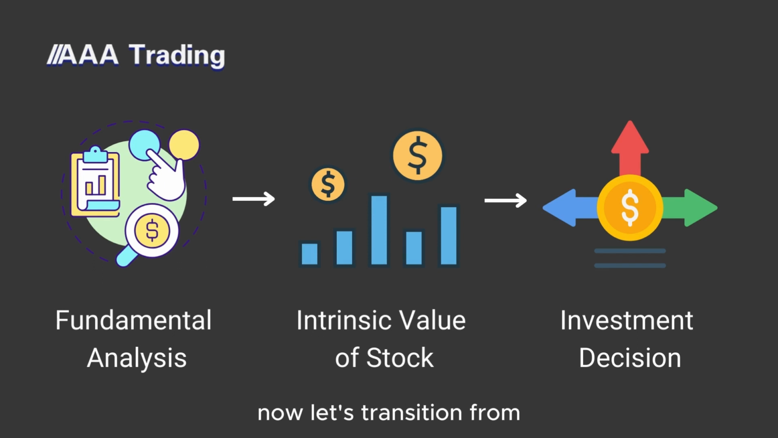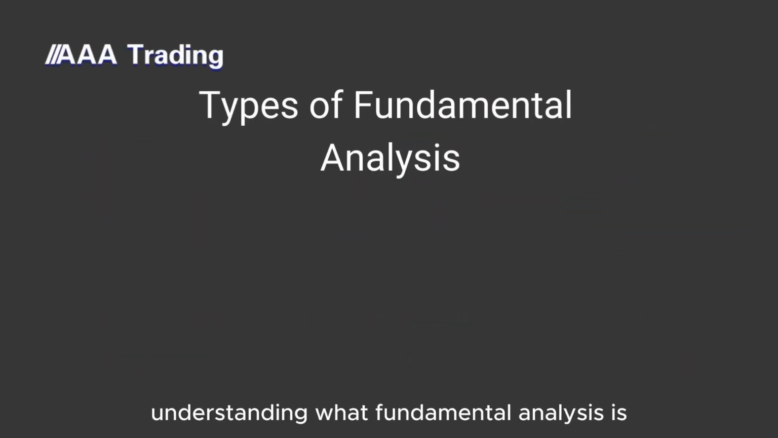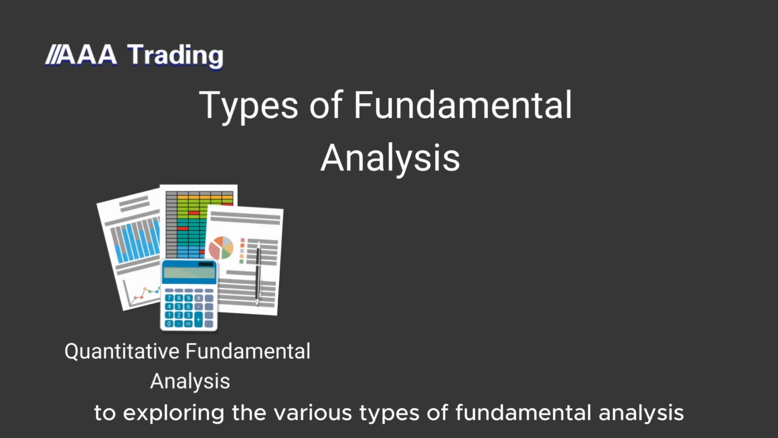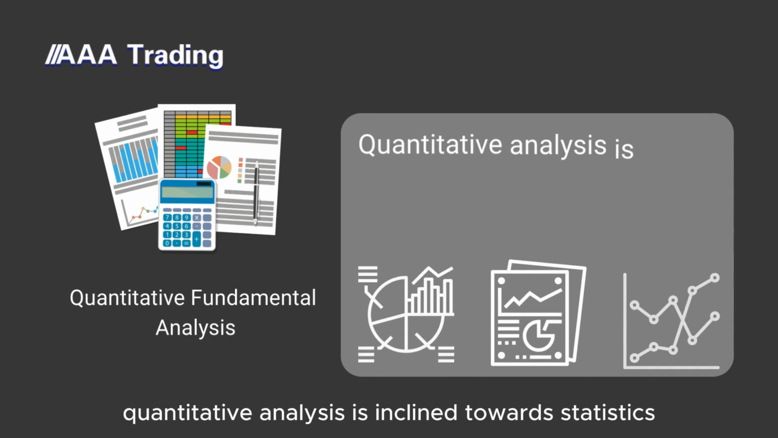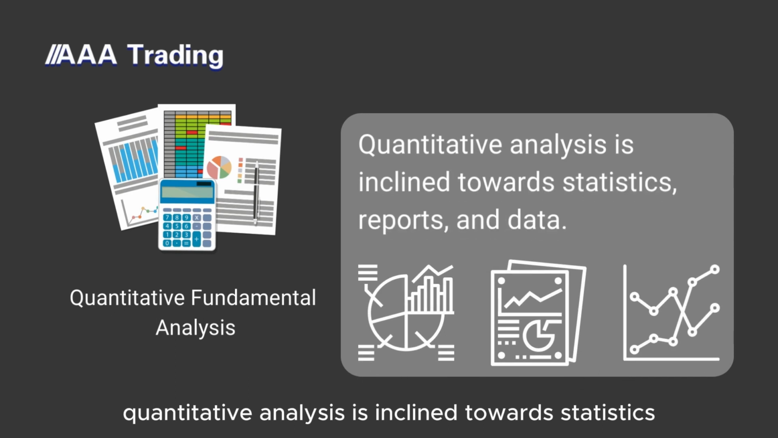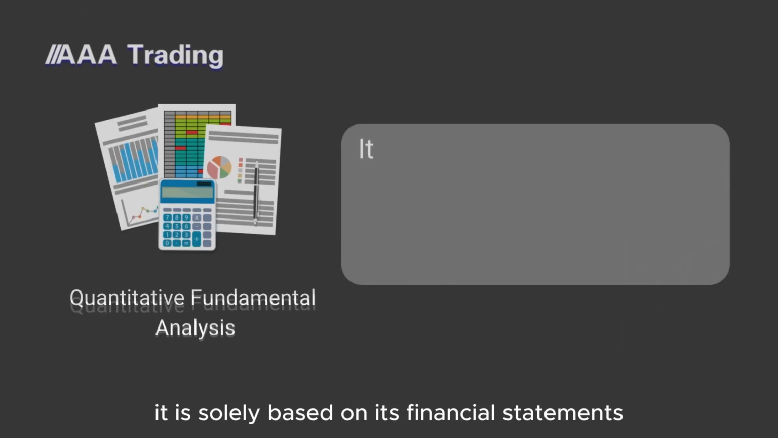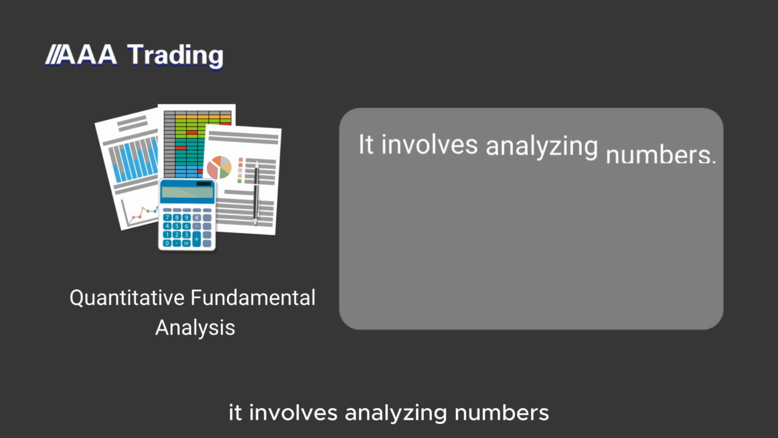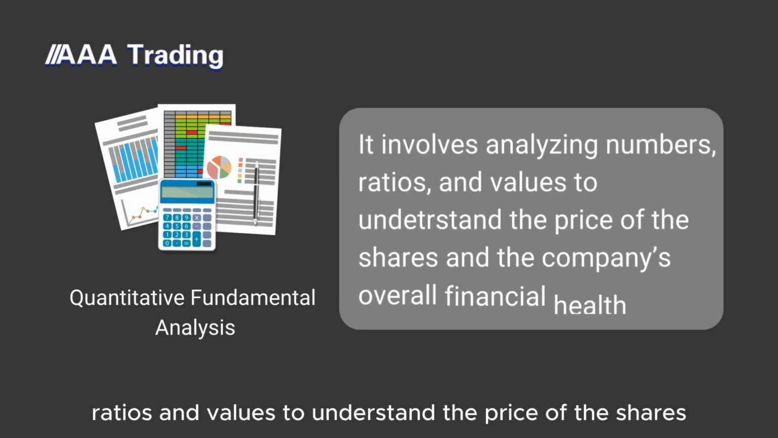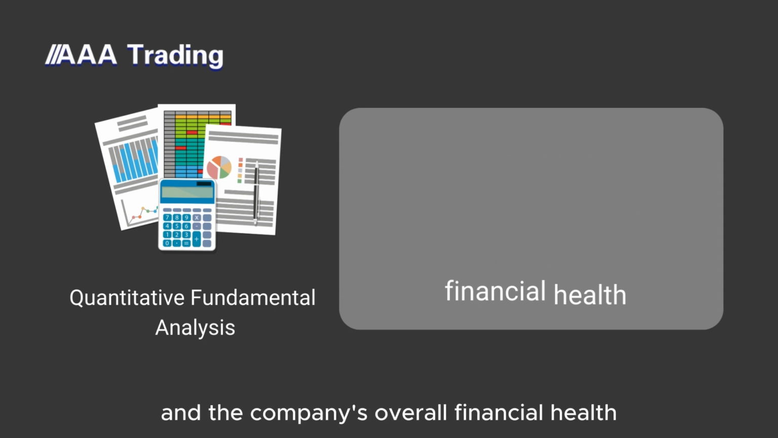Now, let's transition from understanding what fundamental analysis is to exploring the various types of fundamental analysis. FA is used in many areas and is classified into two types: qualitative analysis and quantitative analysis. Quantitative analysis is inclined towards statistics, reports, and data. It is solely based on financial statements, quarterly performance, balance sheets, debt, cash flow, etc. It involves analyzing numbers, ratios, and values to understand the price of the shares and the company's overall financial health.